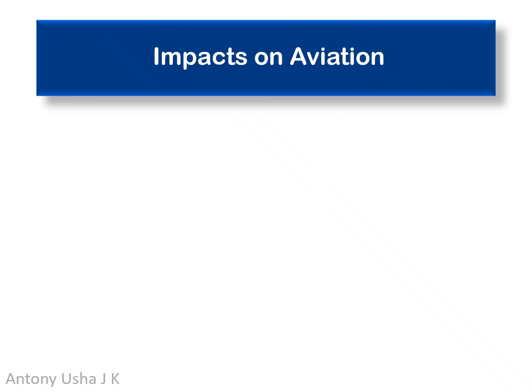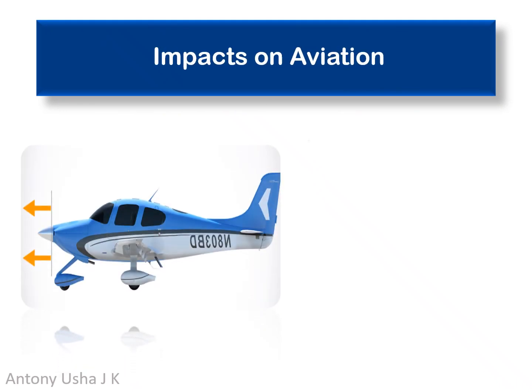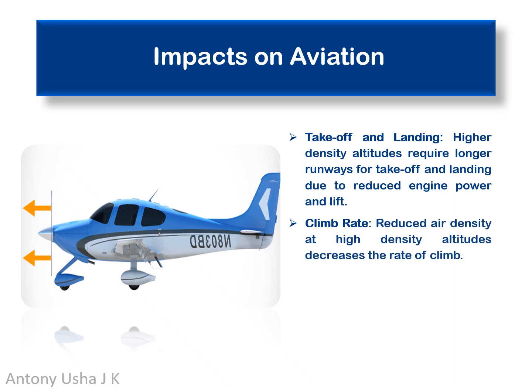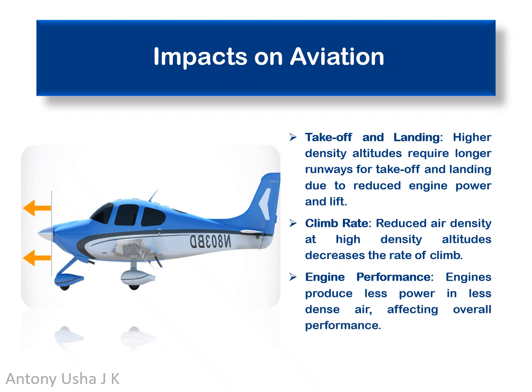Impacts on aviation performance. It depends on takeoff and landing, and also the climb. Higher density altitudes require longer runways for takeoff and landing due to reduced engine power and lift. Climb rate: reduced air density at high density altitude decreases the rate of climb. Engine performance: engines produce less power in less dense air, affecting overall performance. These are all based on the thrust of the aircraft.